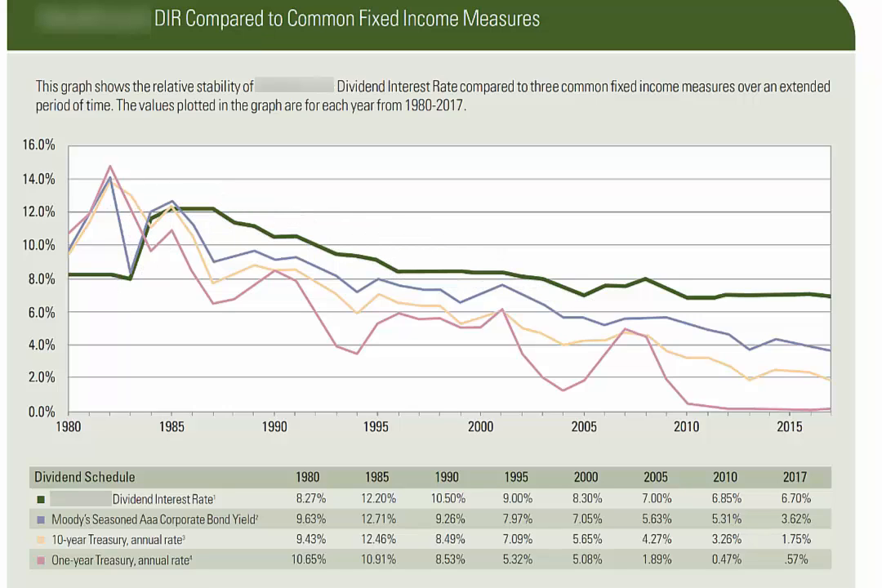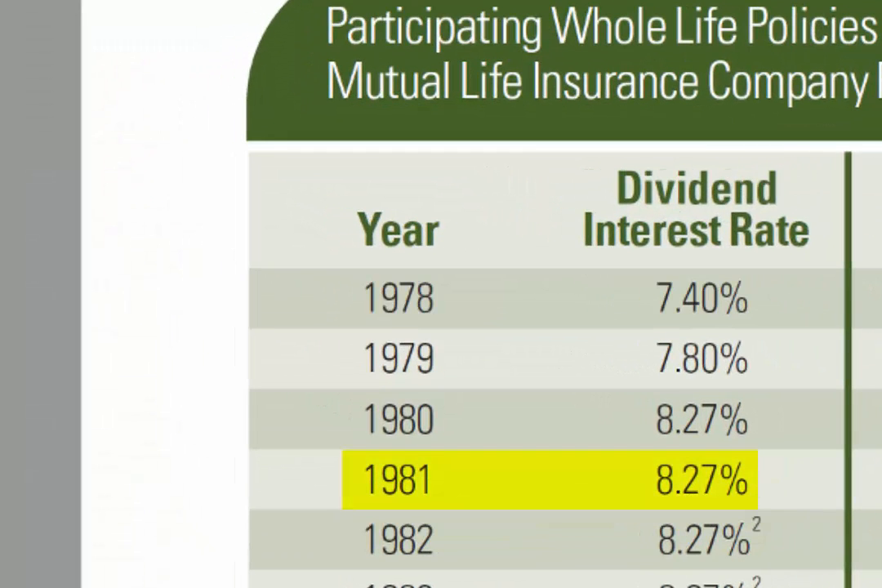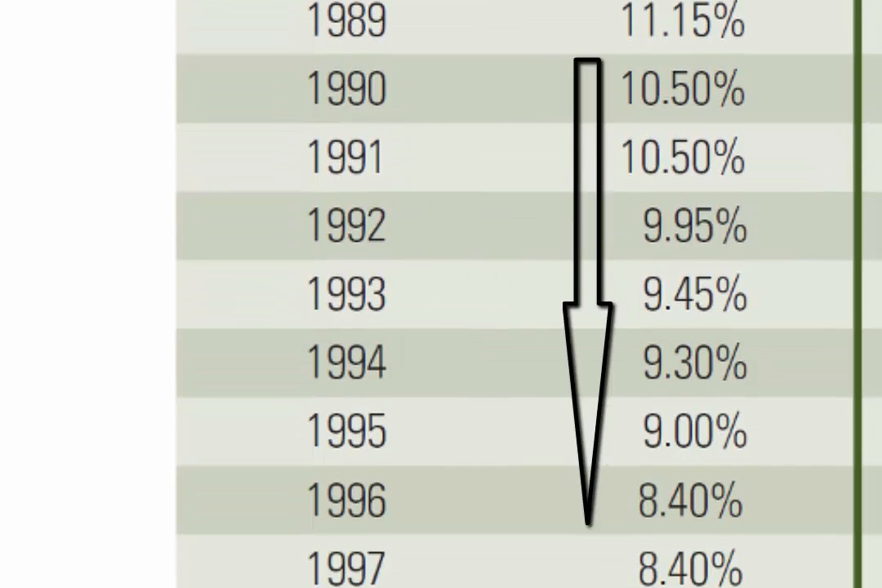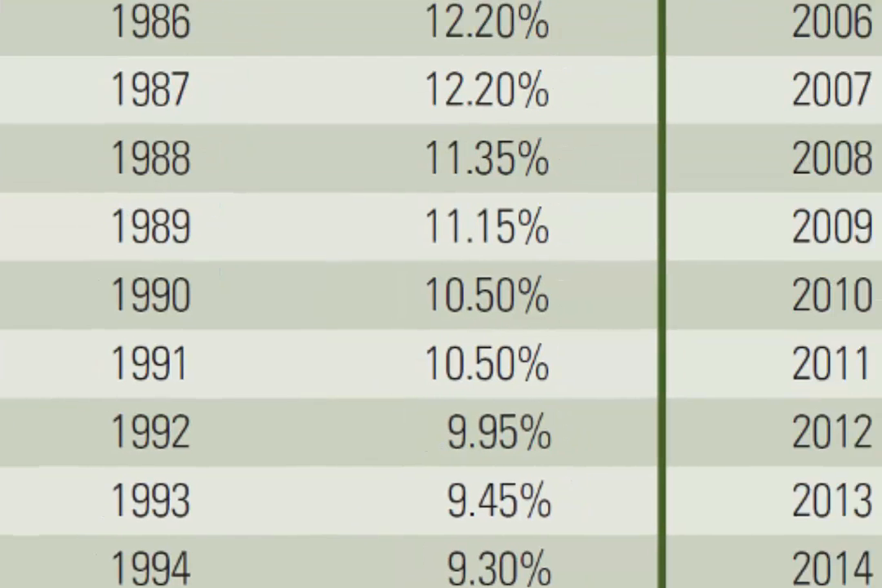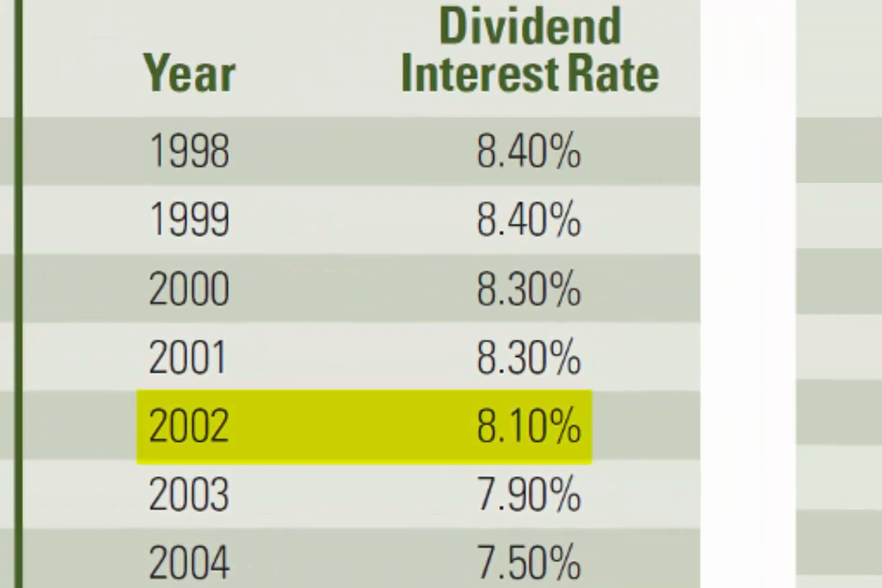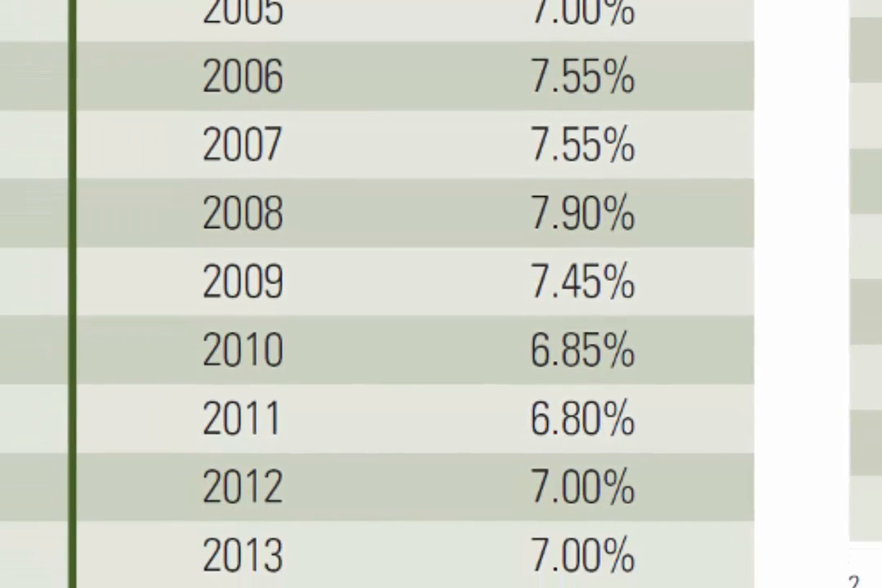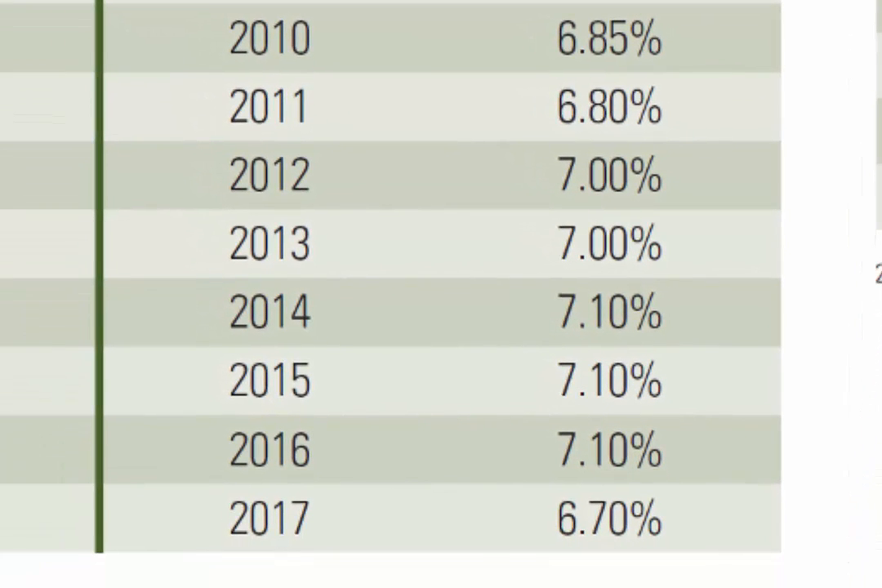Since many of my clients believe that interest rates will rise in the future, I thought it would be useful to show how this affected policies in the past, since we can't illustrate this kind of trend using current policies. So if we zero in on 1981, we see that the dividend interest rate of this particular carrier was 8.27%, and it stayed that way for a few years before spiking dramatically and staying very high for a number of years before starting to subside and stabilize. Eventually, around 2002, it dipped below where it was originally illustrated, and it stayed that way all the way to present day, 2017, where it's now at 6.7%.